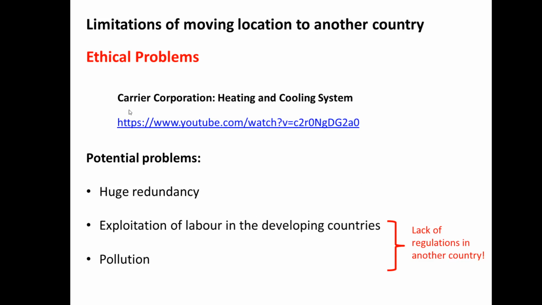So here you see ethical problems. If you don't handle ethical problems responsibly, your reputation, your brand image, could be destroyed just like that. When they're trying to focus on the business, that might stop them from moving location to another country. There's a problem here.